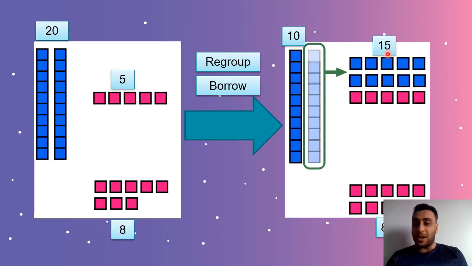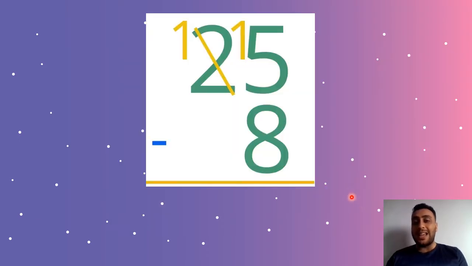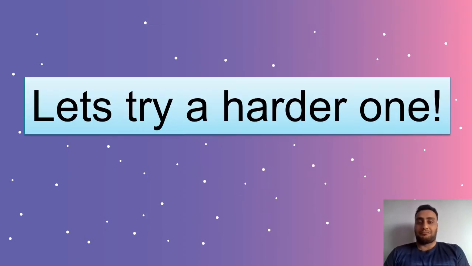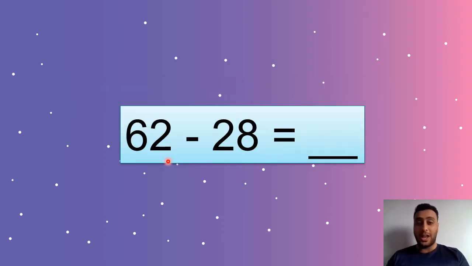So now 15 minus 8 is easy. 15 minus 8 equals 7. Now again, remember, it's not 2 anymore. We gave 10 ones to ones. So this is 1 now. We bring the 1 down. Boop. Easy peasy. Now let's try another harder one.